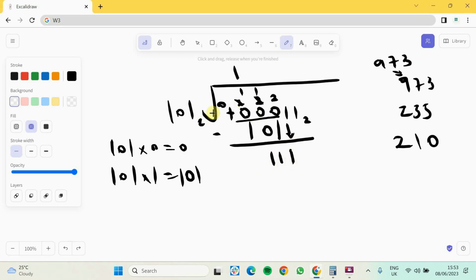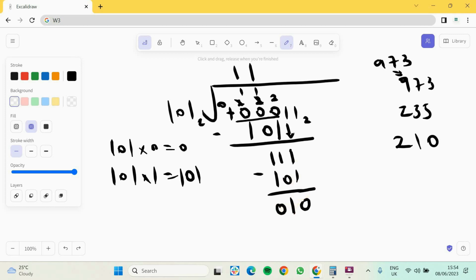111 divided by 101 is still going to be 1, right? It's still going to be 1. 1 times 101 is what? 101. Let's subtract. 1 minus 1 is 0. 1 minus 0 is 1, right? 1 minus 1 is also 0, right?